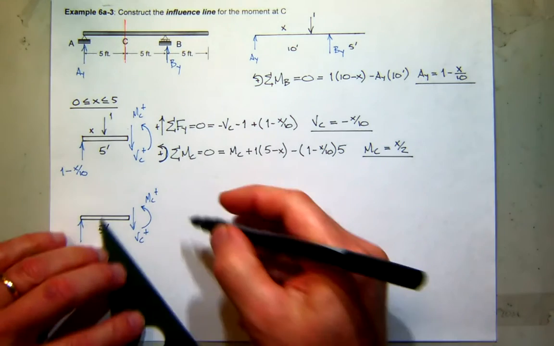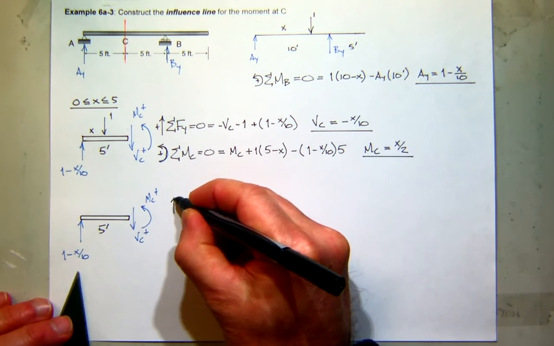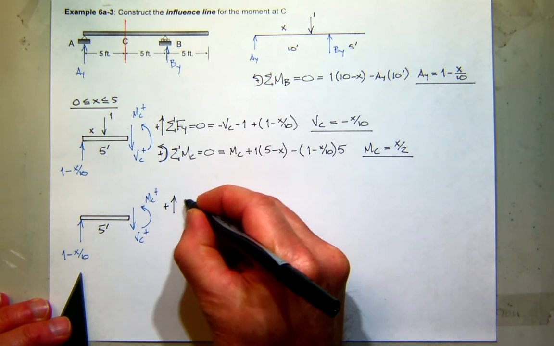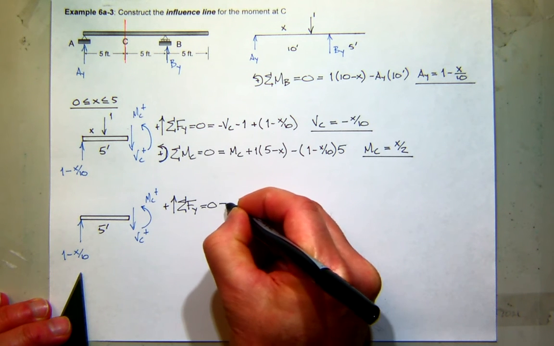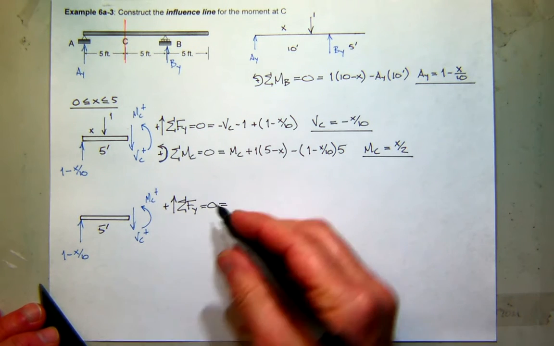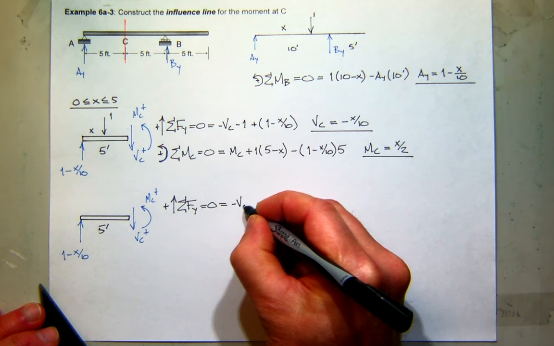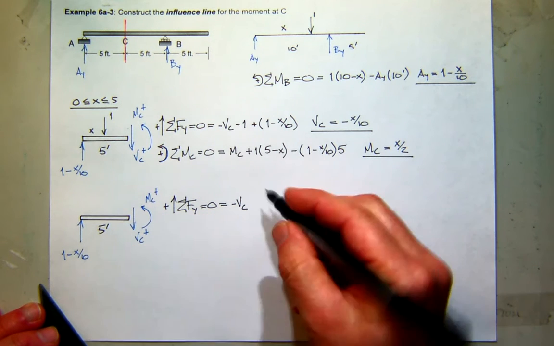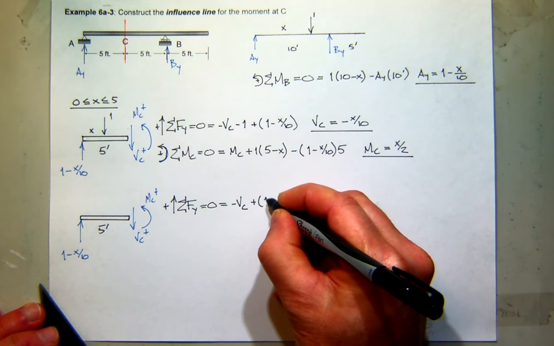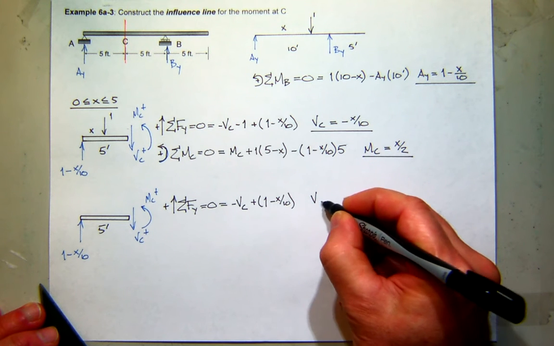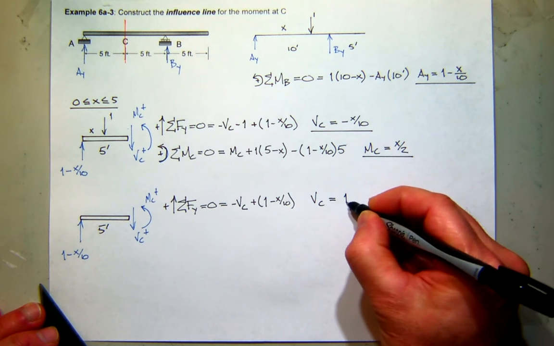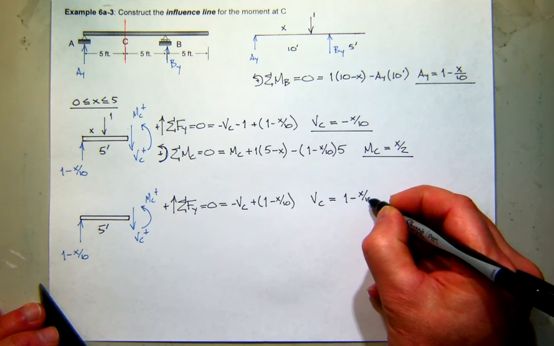All right, so let's now go back here and do the same thing. So we'll start with the shear, for some reason, the question that was not asked. We'll sum forces in the y direction. So again, I have my shear acting down, and I have my reaction acting up. So it looks like the shear at C here is 1 minus x over 10.